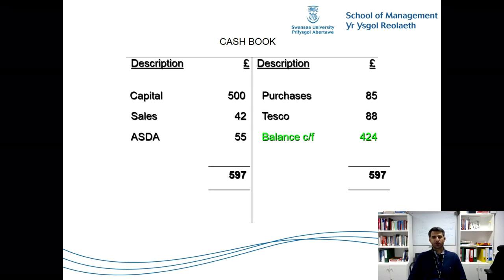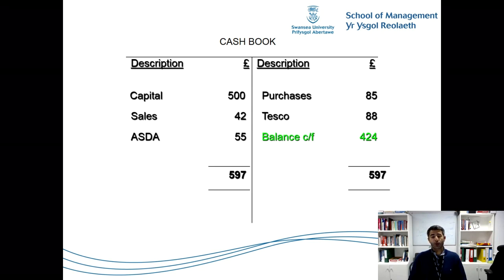And some questions you will find it as CD, carried down. It's fine, either CF or CD, it doesn't matter. And this is step 3. You take the difference and you put it in the smaller side. And the last step, which is step 4, what you need to do, the £424, right? You take it and you put it on the opposite account.